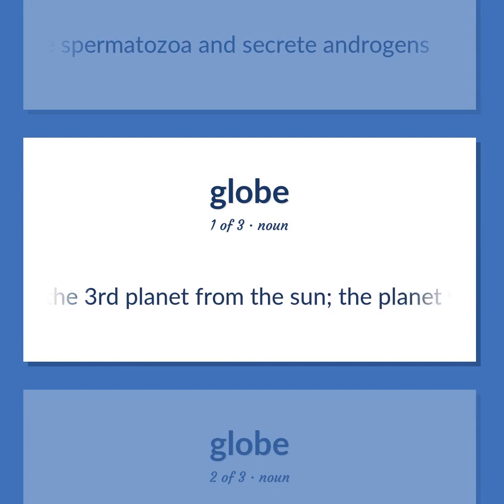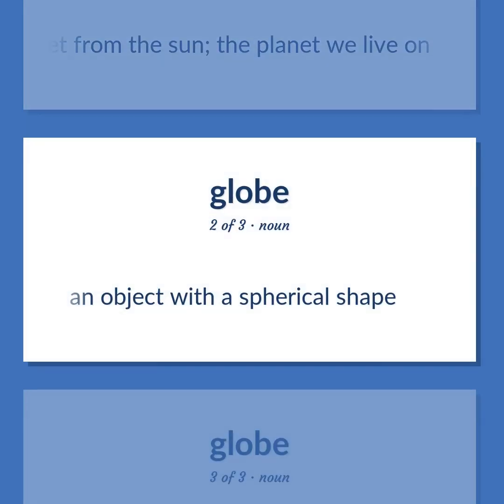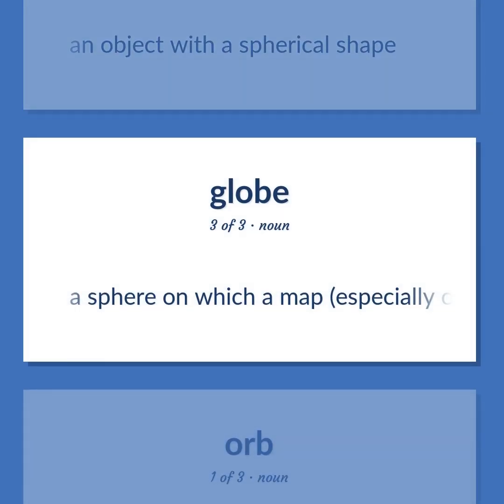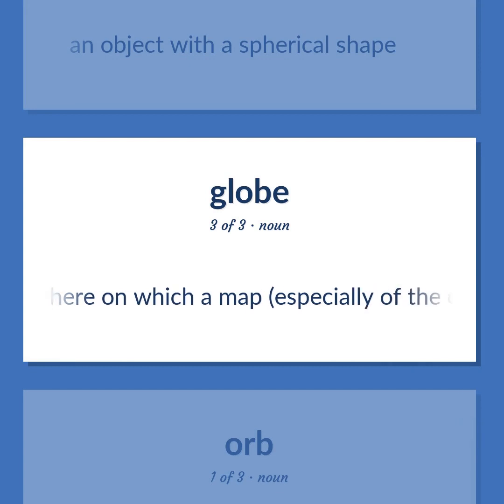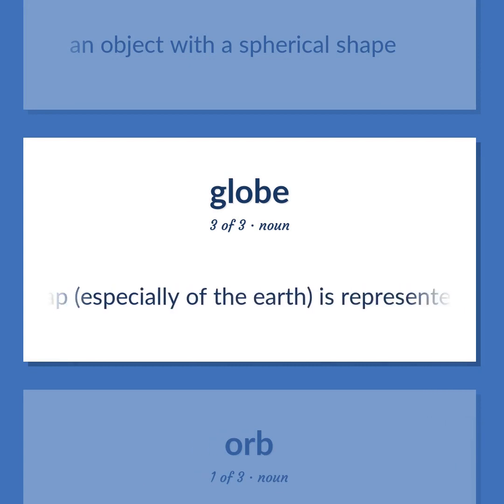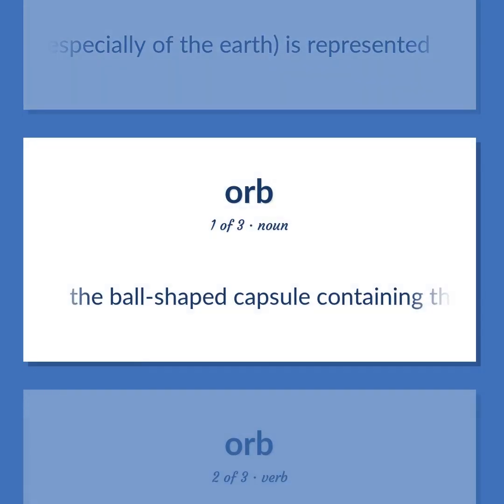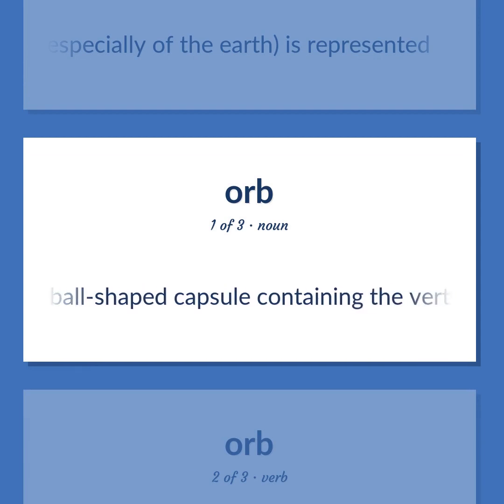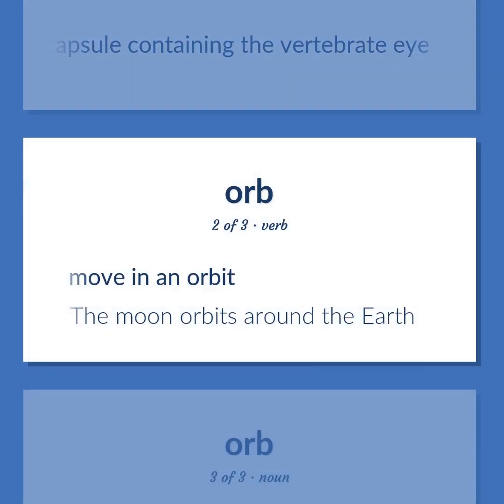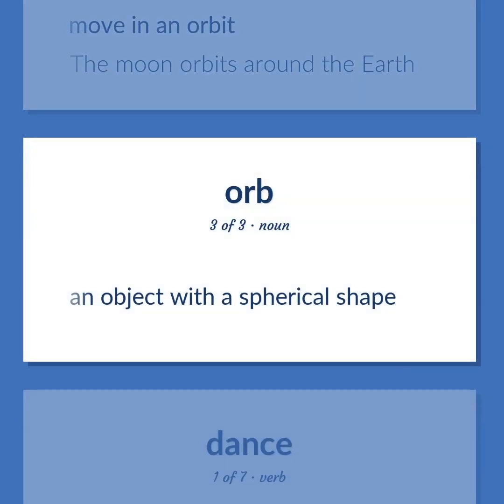The third planet from the Sun, the planet we live on. An object with a spherical shape. A sphere on which a map, especially of the Earth, is represented. The ball-shaped capsule containing the vertebrate eye. Move in an orbit. The Moon orbits around the Earth. An object with a spherical shape.